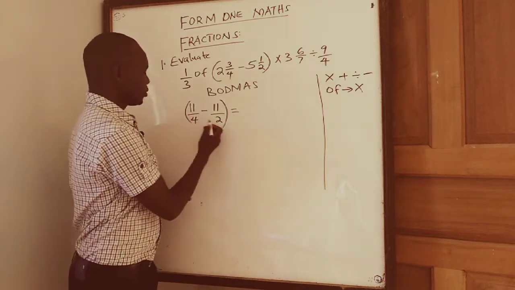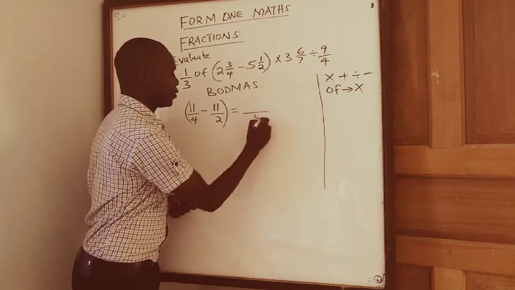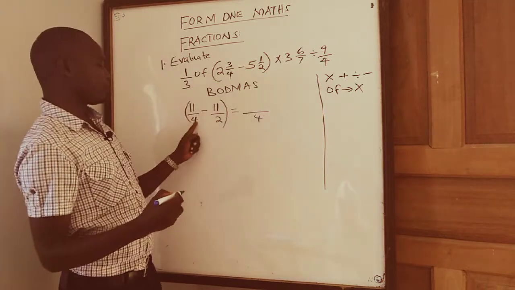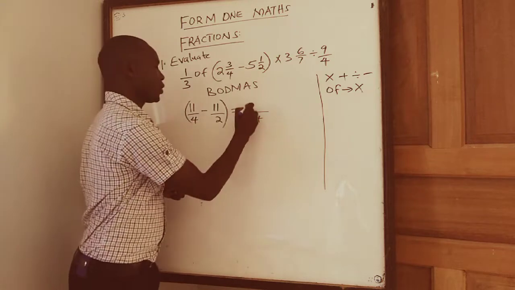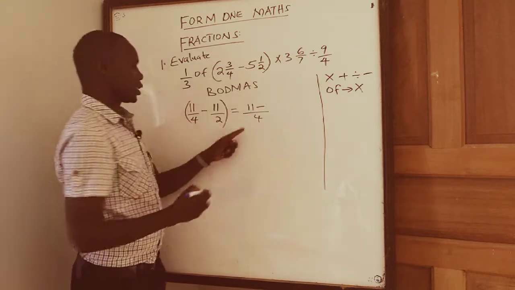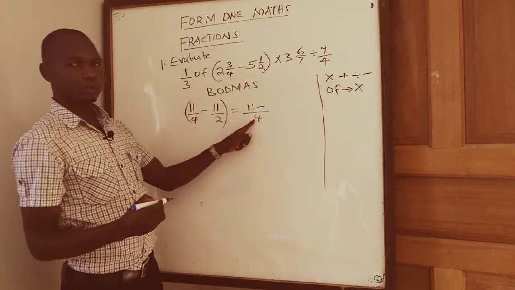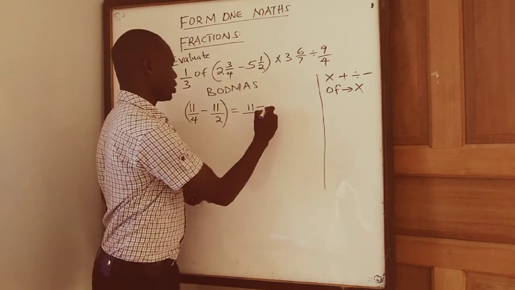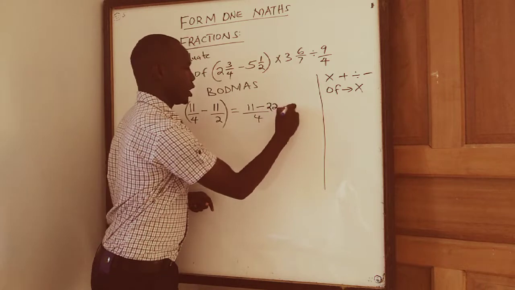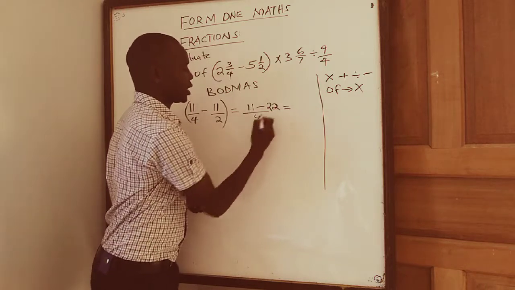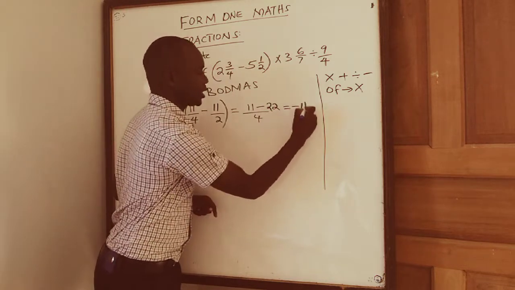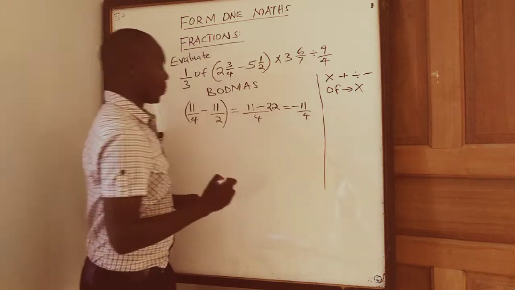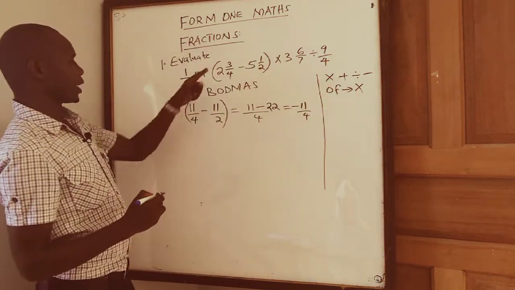So from the brackets, we have 11 over 4 minus 11 over 2. The LCM between 4 and 2 is 4. Then 4 goes into 4 once, times 11 we have 11, minus 2 goes into 4 two times, 2 times 11, we are going to have 22. From the brackets, 11 minus 22 we have minus 11 over 4. We are through with the brackets.